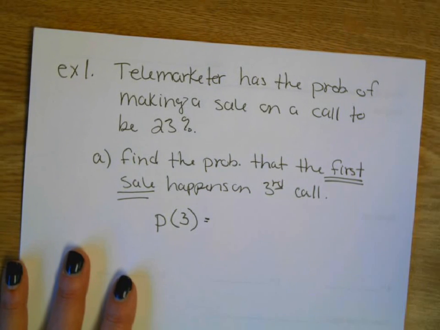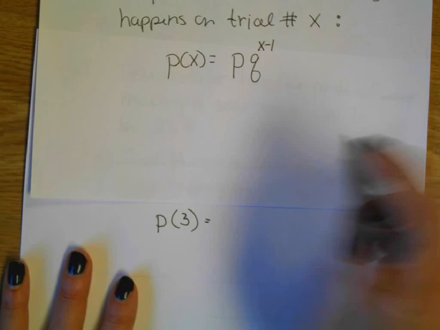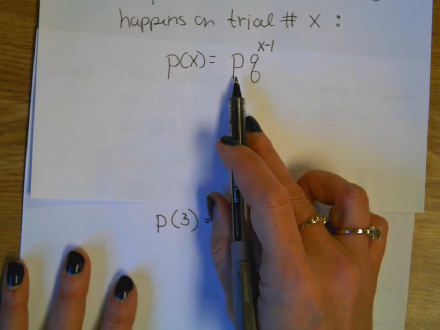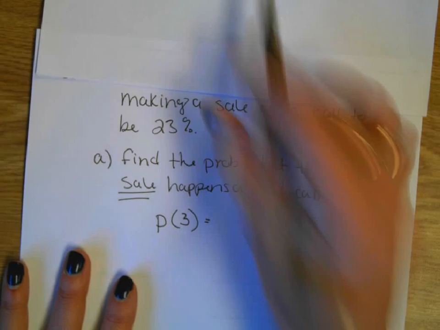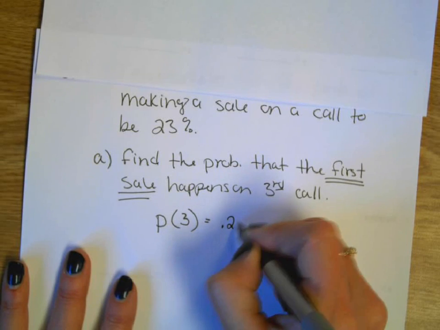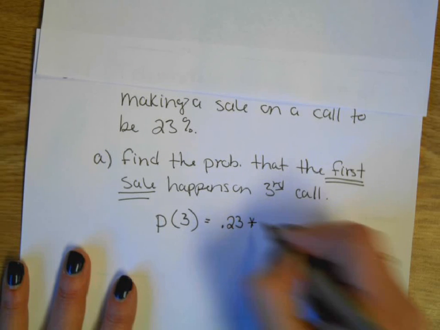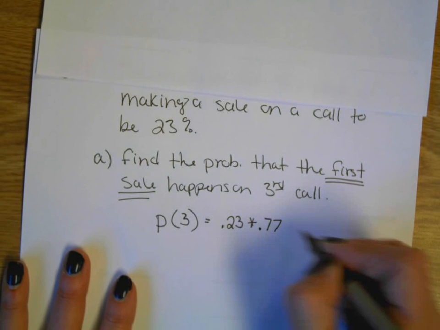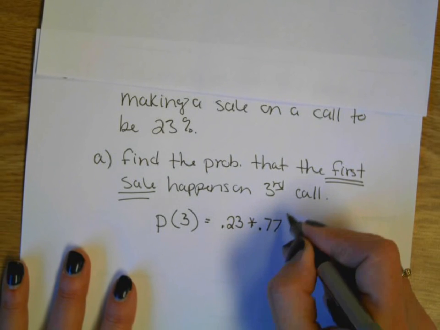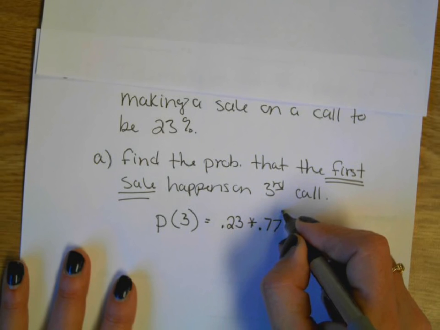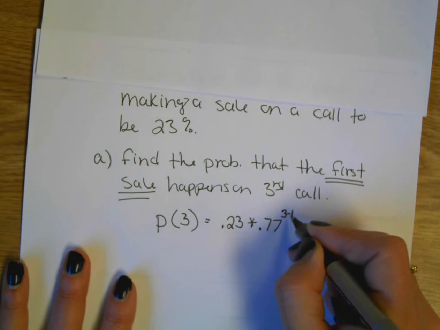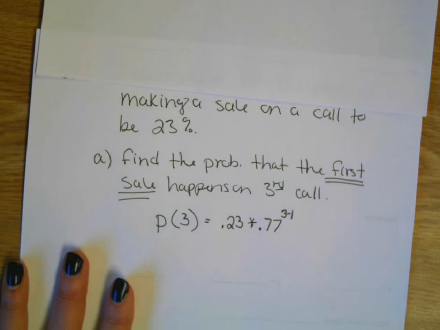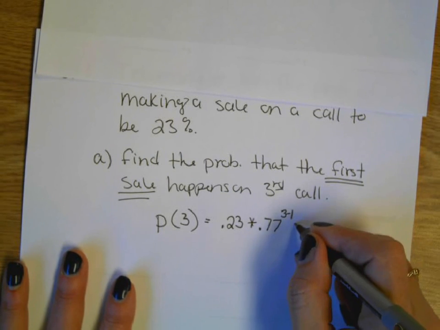Our formula says P. What does P represent? Probability of success. What's the probability of success for this person? 0.23. Multiplied by, what would be the Q value? 0.77. Raised to the X minus 1, or just 3 minus 1, you can put a 2 there. So with this problem, I wouldn't bother making a table. It's just one probability. So you crank through that.